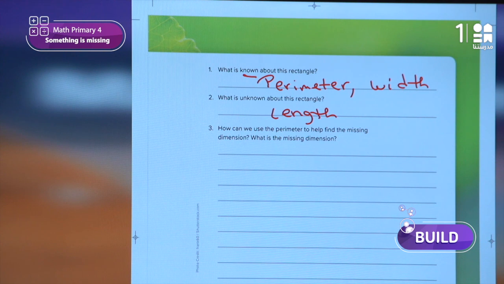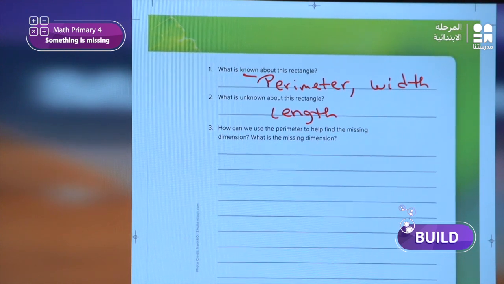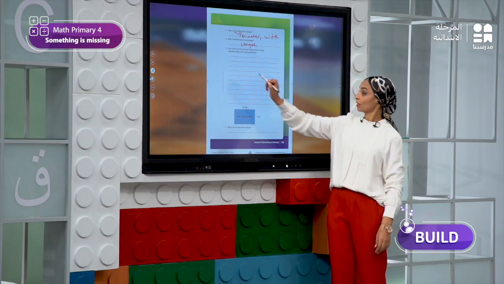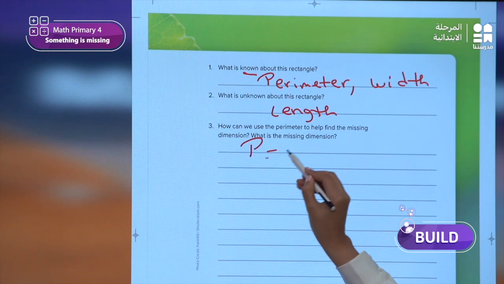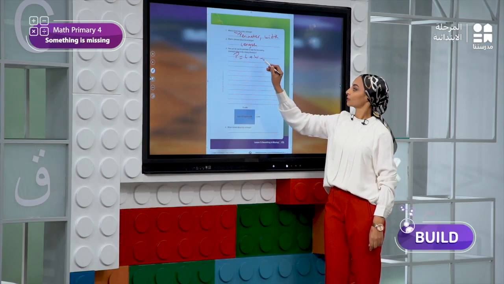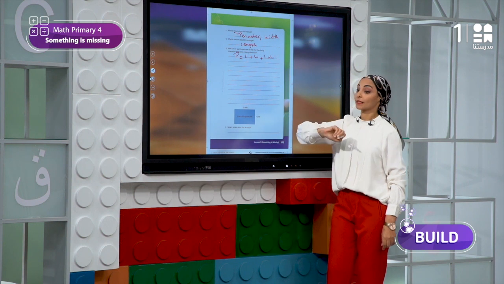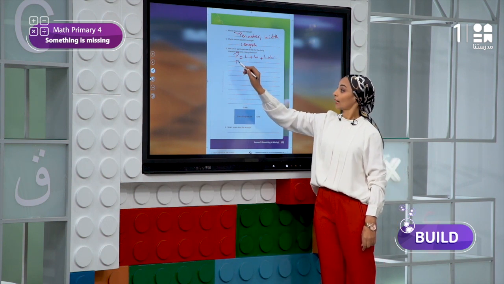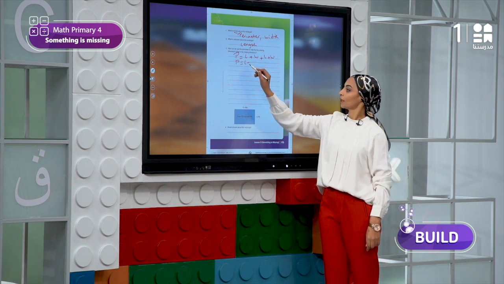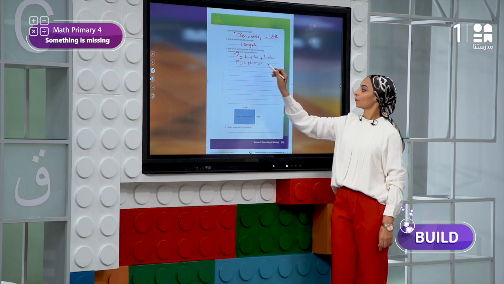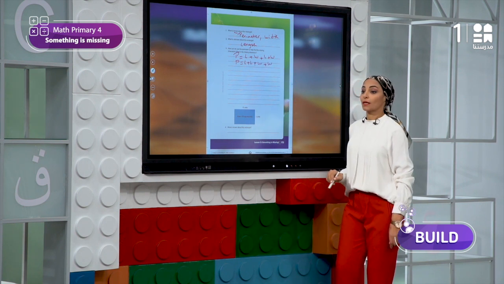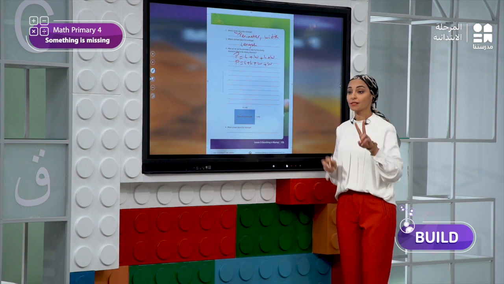So the perimeter equals what? Perimeter equals the sum of the 2 lengths plus the sum of the 2 widths. Like this. Let's write the rule. Perimeter equals length plus width plus length plus width. I can write it another way. I will put the lengths next to each other: length plus length plus width plus width. Right? So now what do I have? 2 lengths and 2 widths.